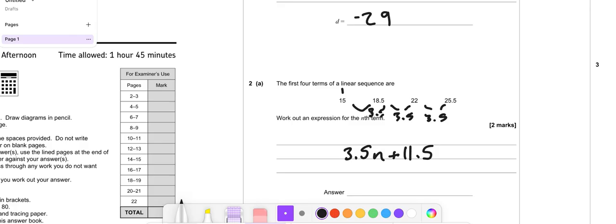There we go, and then we just check that works for 2 and 3. So for 2 that'll be 7, 7 plus 11.5 is that, and 3 times is 9, 10.5, 10.5 plus 11.5 is 22. So we're all good. 2a.